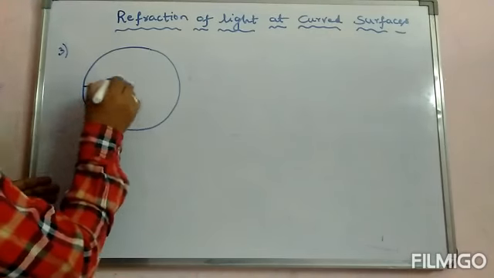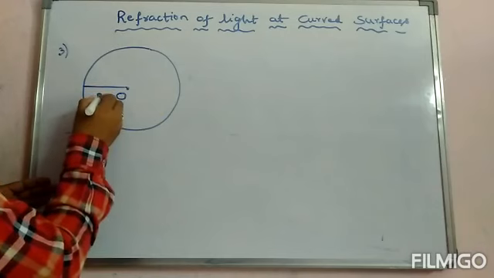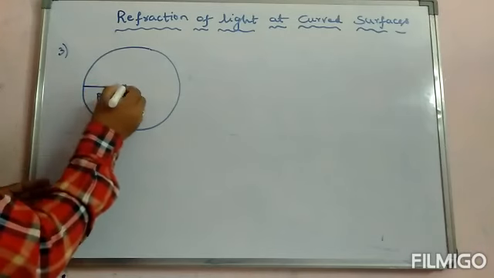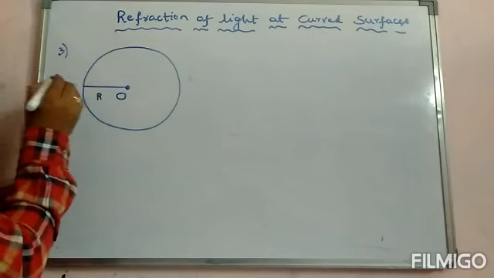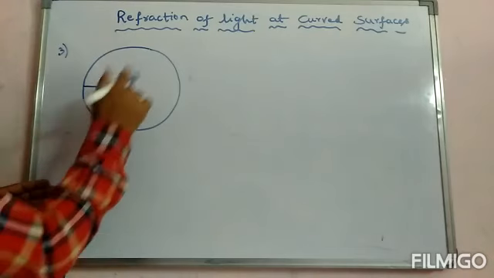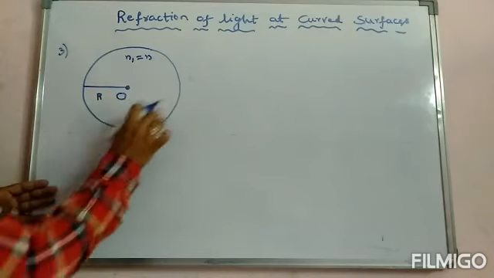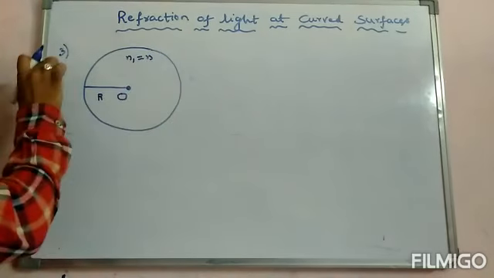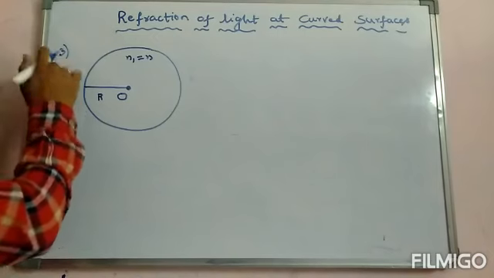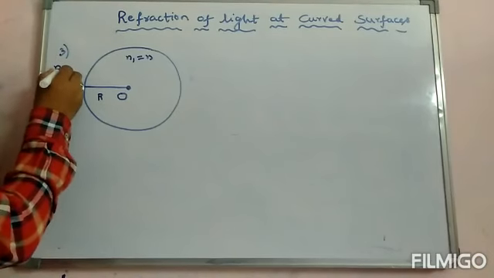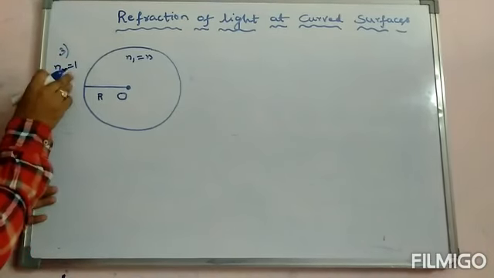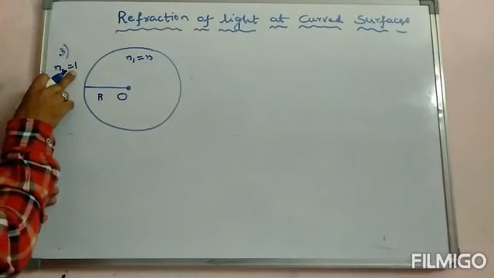Let the radius of curvature of this sphere be r, and the object is at this position. Where the object is there, we should take that refractive index as n1. So the refractive index of the sphere is n, and we are outside. When we are outside, the refractive index of the outside, already you know it, we are in the air medium, I am calling it as 1.